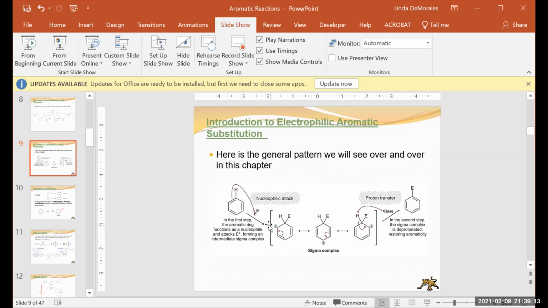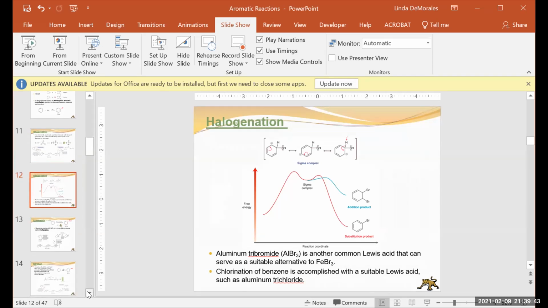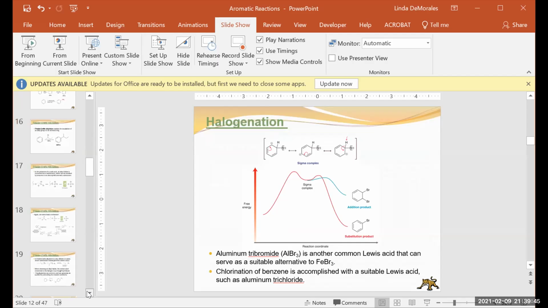The nucleophilic attack has a high activation energy, and the intermediate is higher in energy than the benzene ring was because it's no longer aromatic. So to restore the aromaticity and bring it down to lower energy versus the sigma complex, right? You need a base to take that proton off. Okay, so that was your quick review on the mechanism there in the sigma complex.